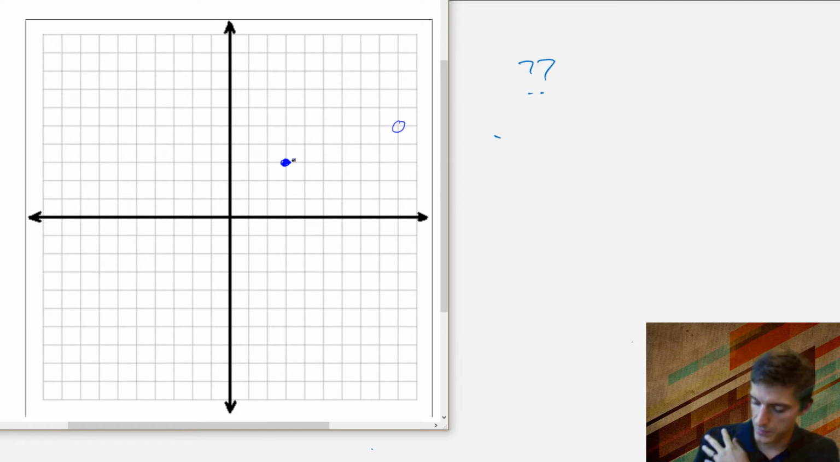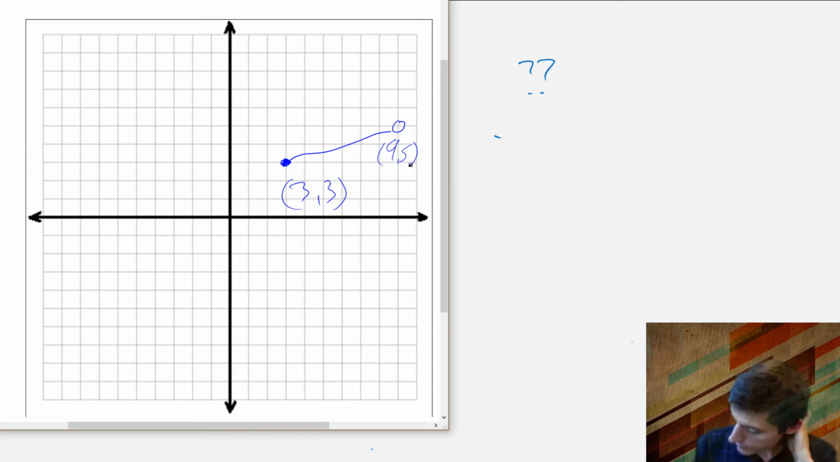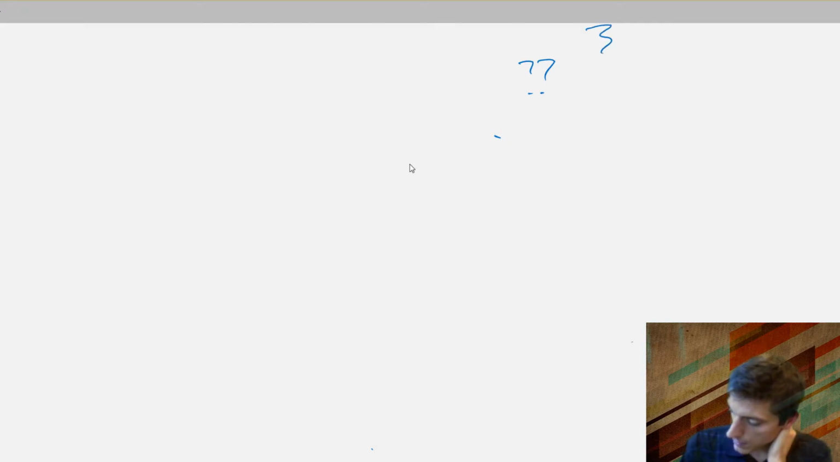So we can figure out the other endpoint given the coordinates of one of my endpoints and the midpoint. So here is the first one. It's 3, 3. That's one endpoint. The line is going to go through here, and it's 1, 2, 3, 4, 5, 6, 7, 8, 9, and 1, 2, 3, 4, 5. So it's 9, 5. So the question is, what's my other endpoint? 3, 3 is one of my endpoints.